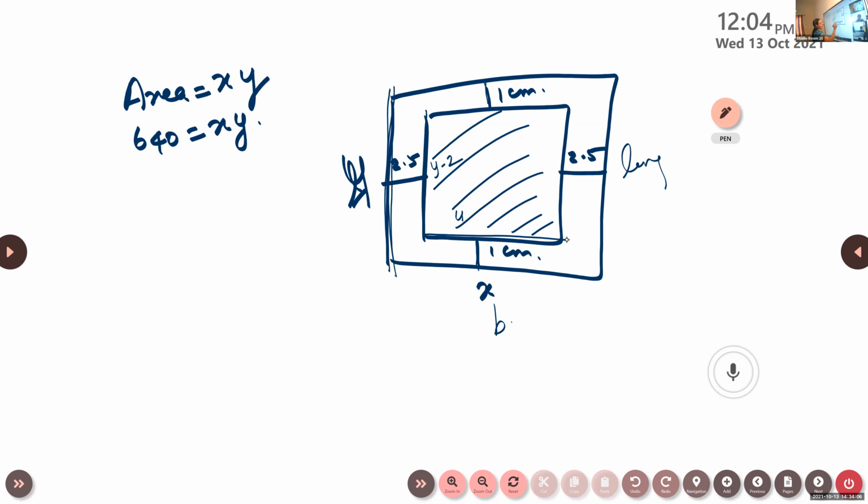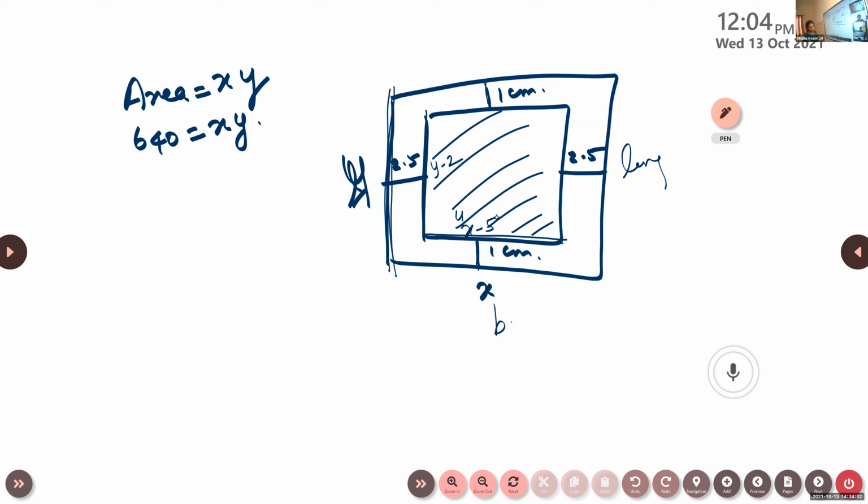And what about this part? The full length is X. Here 2.5, here 2.5. So 2.5 plus 2.5 is 5. So what will be the breadth? X minus 5. So what will be the answer? Option B.